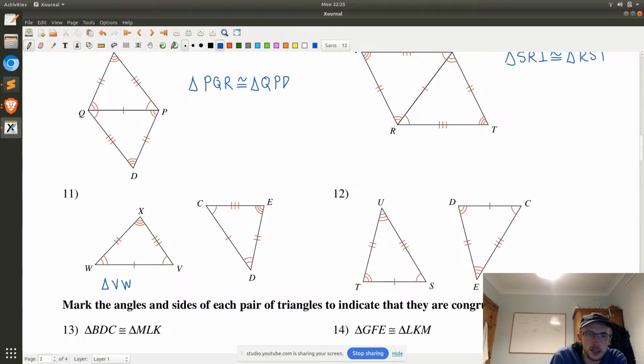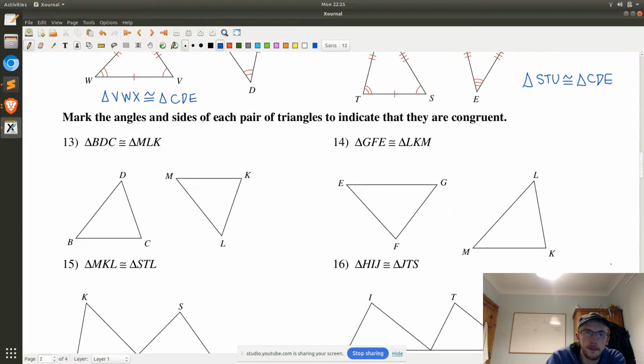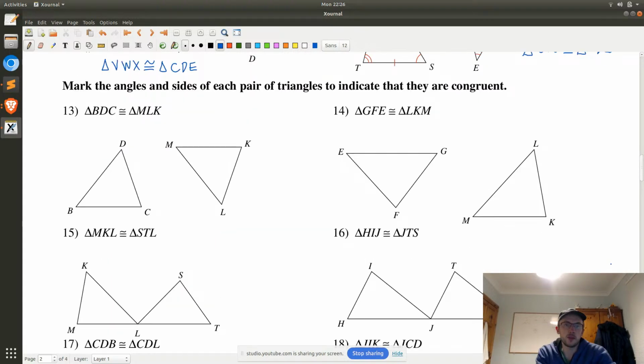Triangle VWX is congruent to triangle CDE. Triangle STU is congruent to triangle CDE. Mark the angles and sides of each pair of triangles to indicate that they are congruent.